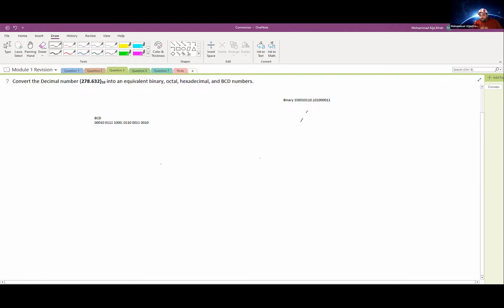So if you have 4 digits in binary, 4 bits, that is 2 to the power 4, which is equal to 16. So you can represent numbers from 0 to 15. The first one will be 4 zeros, and the last one will be 4 ones.